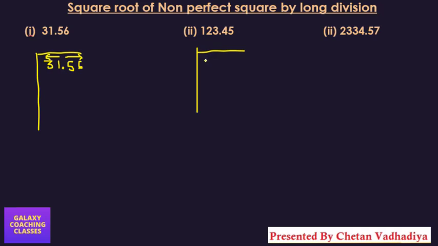If you have 123.45, first of all, after the decimal you need to go in this direction to make pairs. On this side, if you have one term left, then also it's okay, but only at the beginning. Okay, so let us start with this one.